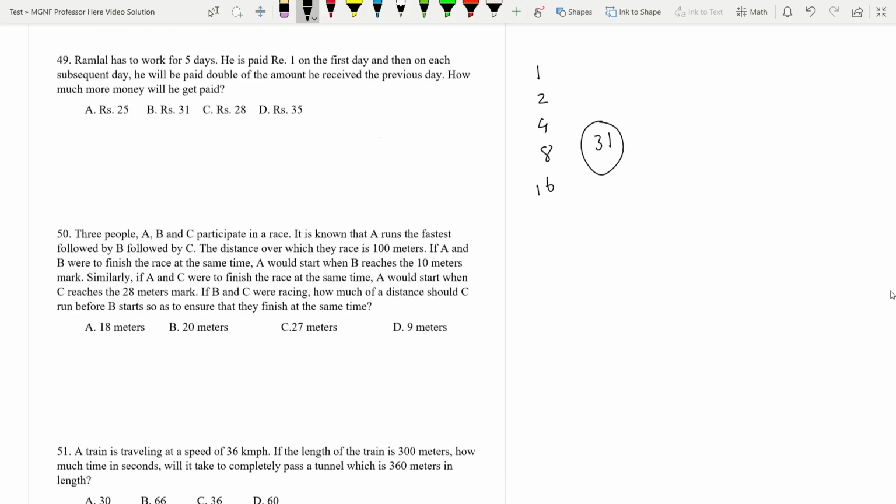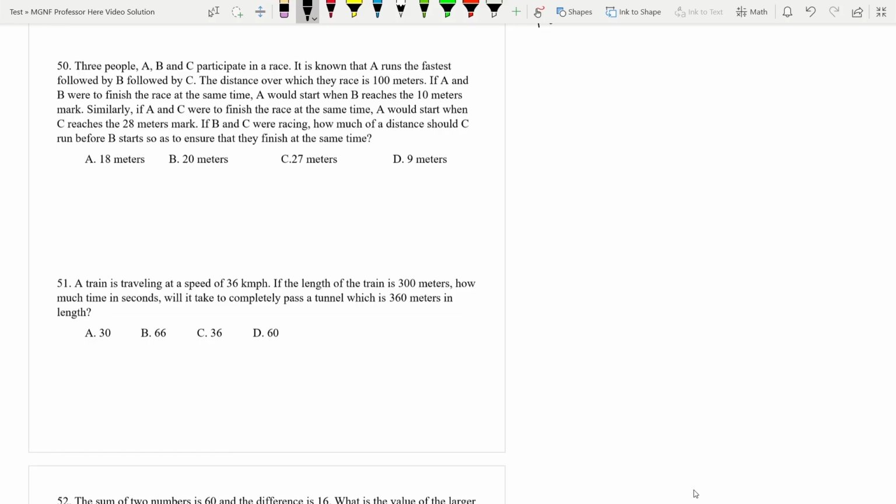What I understood first from the question is 1 rupee on the first day and the rest of the days is 30 rupees. So the question in my opinion was how much more money will he get paid after the 1 rupee. So it was supposed to be 30, but the option is not available, so we are going with option B. Number 50, 3 people A, B, C participated in a race.